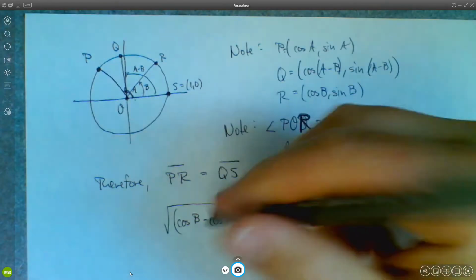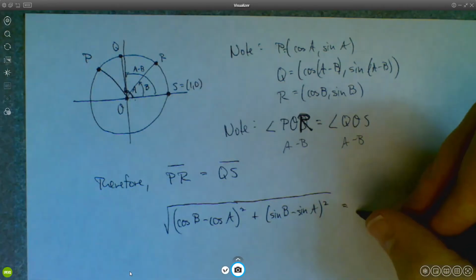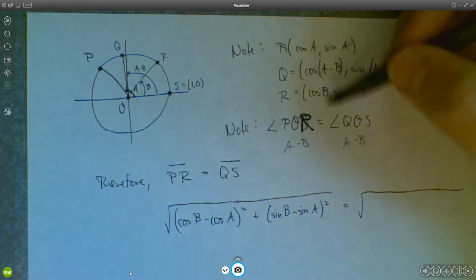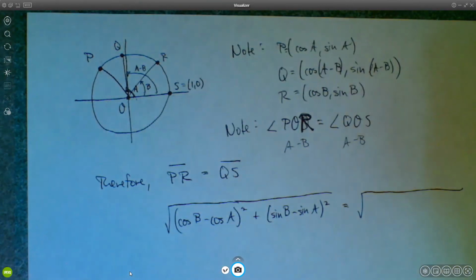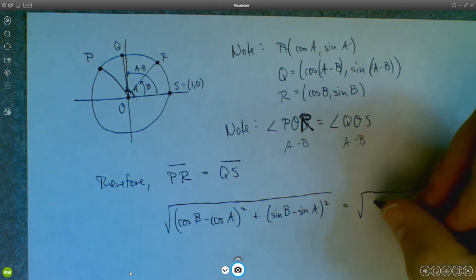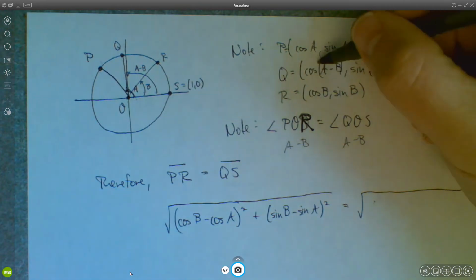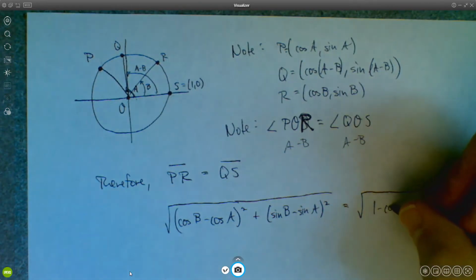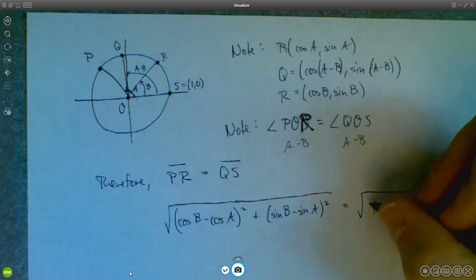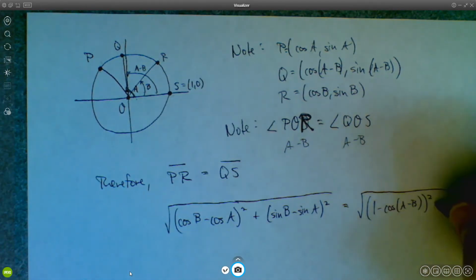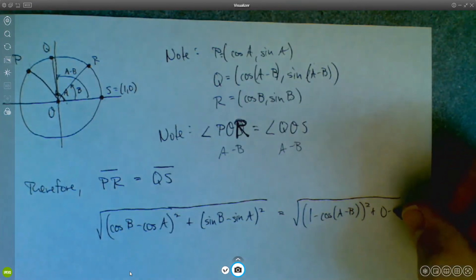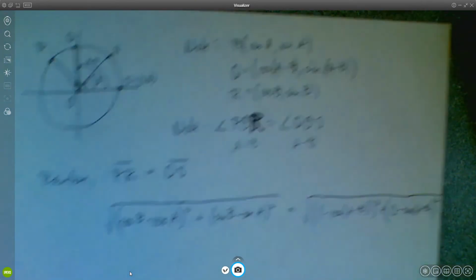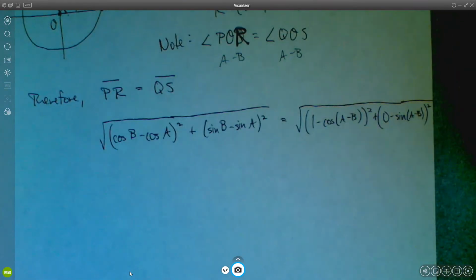squared, right? So that's segment PR, and then segment QS is going to be, well, what's the distance from Q to S? Remember, S is the point (1, 0). So the distance from Q to S is going to be 1 minus cosine (A minus B), squared, plus 0 minus sine (A minus B), squared. Okay. And believe it or not, that's it, right?